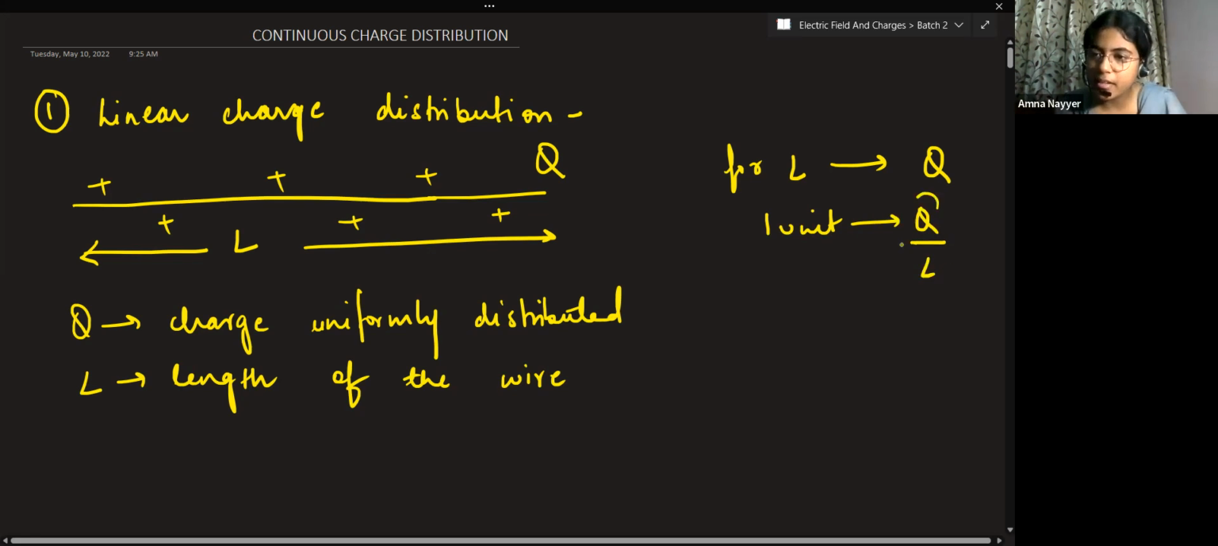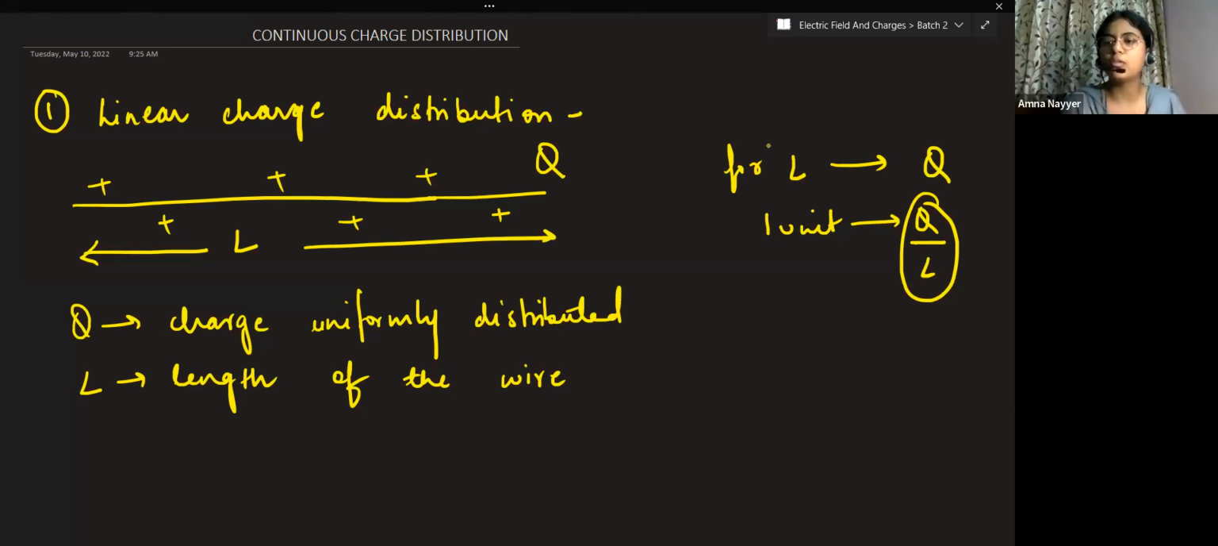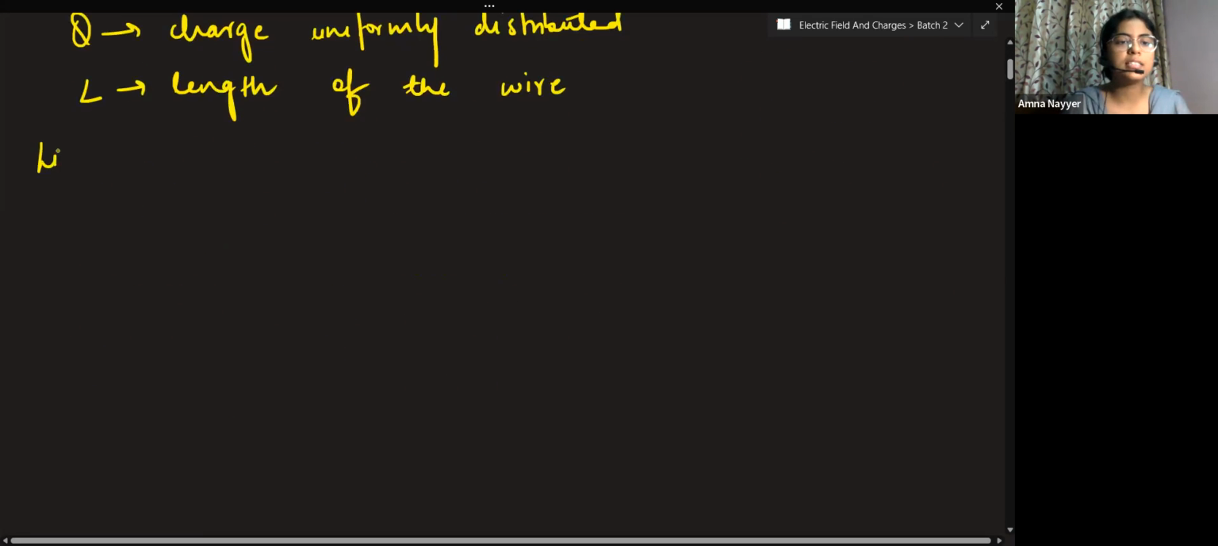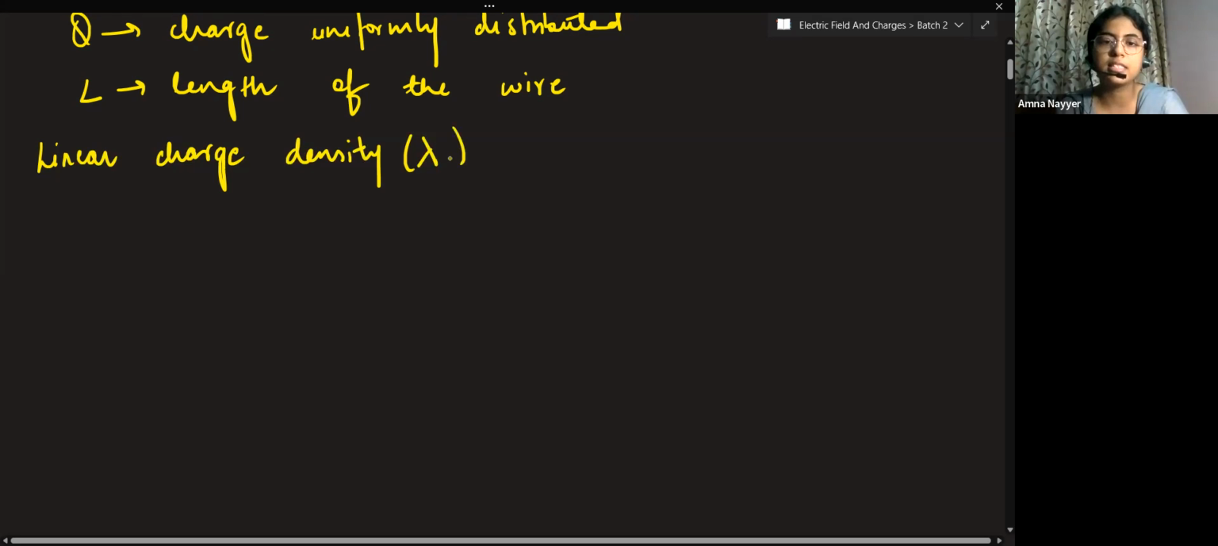So this quantity that we are getting is charge per unit length of the wire. Charge per unit length means what? If I take a very small section, unit length of the wire, whatever will be the charge enclosed on this, let's say delta Q is the charge coming on this part. So this quantity is known as linear charge density, which is represented through the symbol lambda. This is your linear charge density.